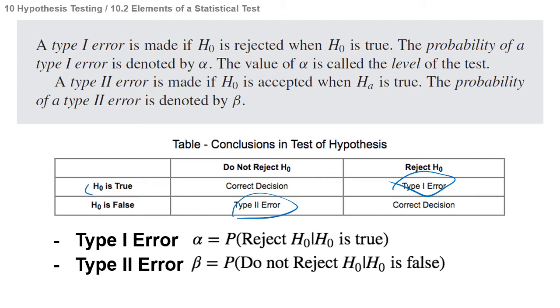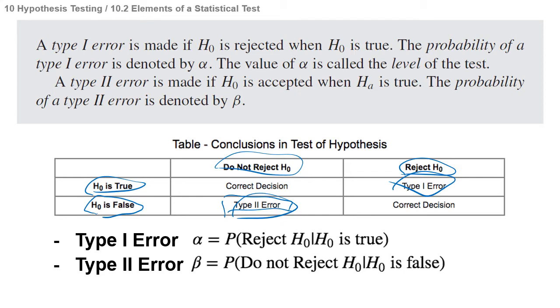If H0 is true, but we reject H0, the probability of this situation is the type 1 error. And if the reality is H0 is false, but we do not reject H0, this is also possible, and the probability of this situation is called type 2 error.